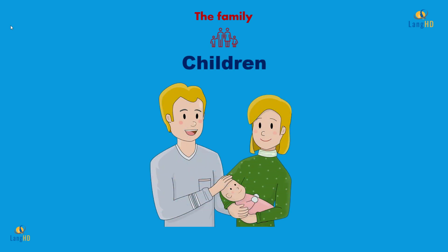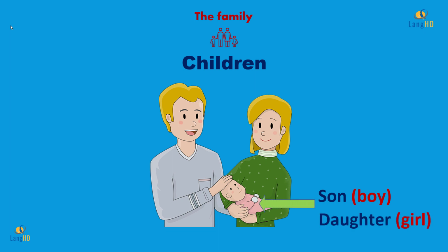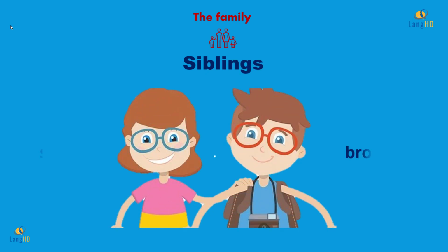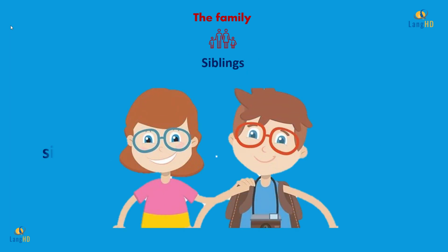Son. Son, a boy in relation to either or both of his parents. Daughter. Daughter, a girl in relation to either or both of her parents. Siblings. A sibling is your brother or sister. Your sister is a girl or woman who has the same parents as you.